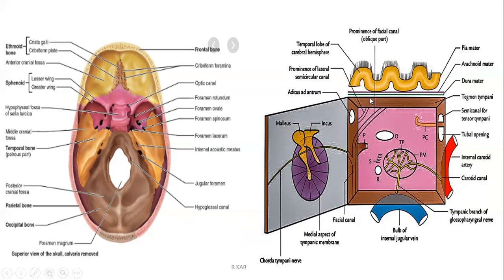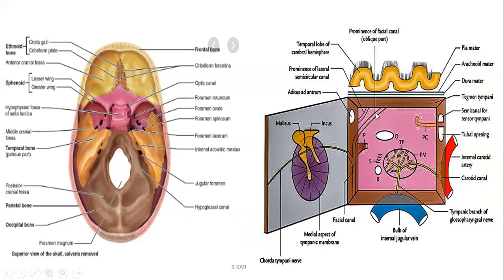So this is your medial wall of the middle ear. It is going to be related to the medial wall of the middle ear. To be more specific, it is more related to your promontory and the vestibule. We have seen this, right?